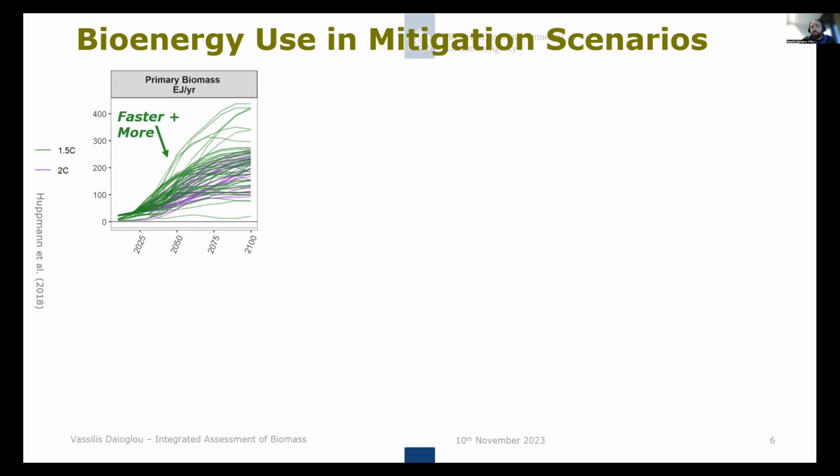So essentially, this shows us that bioenergy plays an active role in climate mitigation. As you increasingly try to meet harder and harder targets, bioenergy is used more. It plays a very, very active role. And there's broad agreement on that.